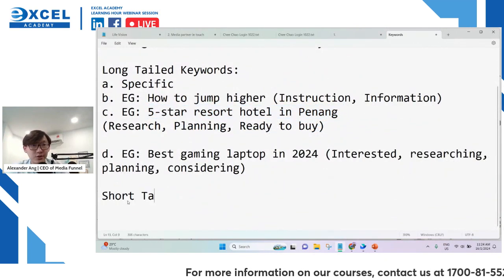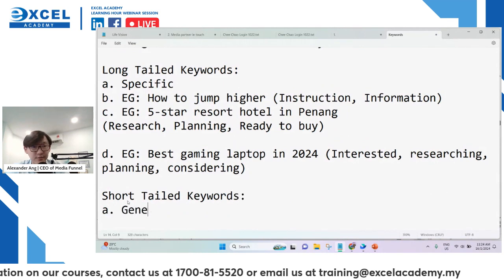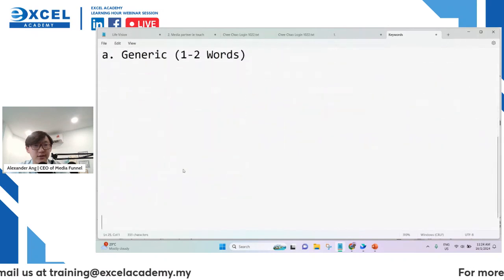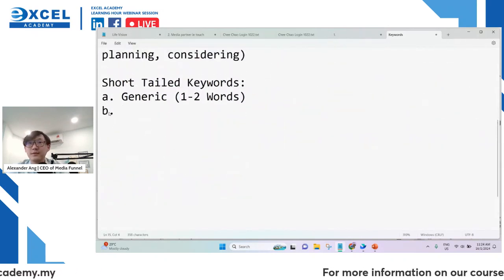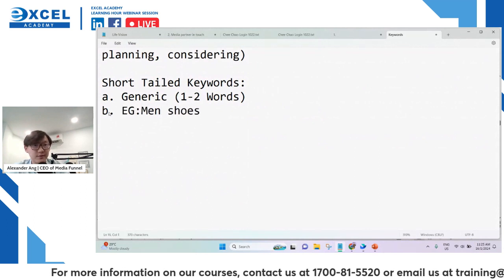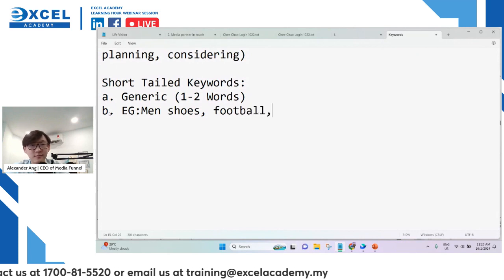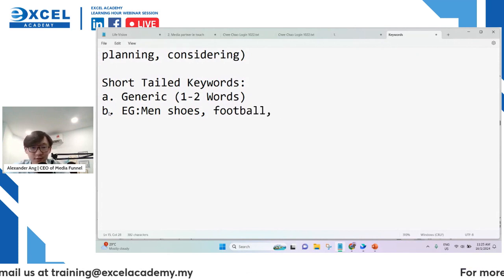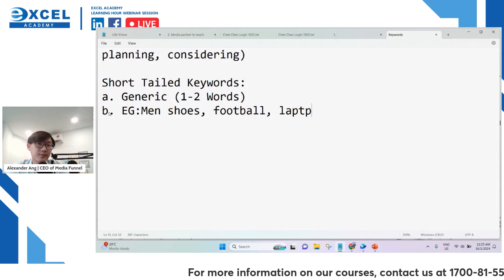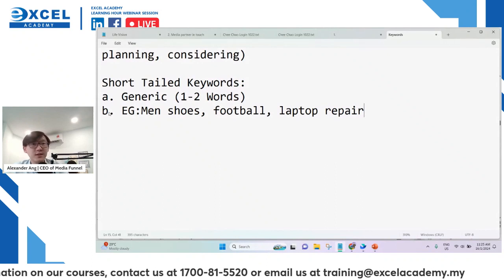The next one is short tail keywords. So short tail keywords are more generic. Yeah, 1 to 2 words. Okay. So let's take a look at some examples. Men shoes. All right. What else? You have football. You have, what do you call, it can be anything. It can be a laptop. Okay, laptop repair. All right. So these are called short tail keywords.